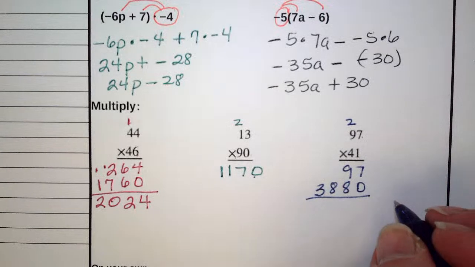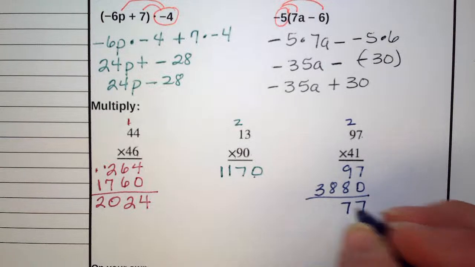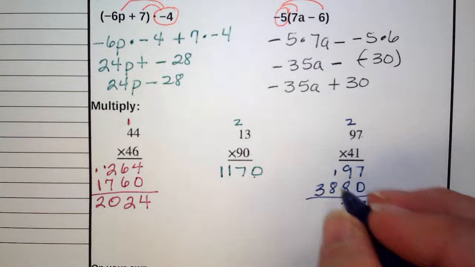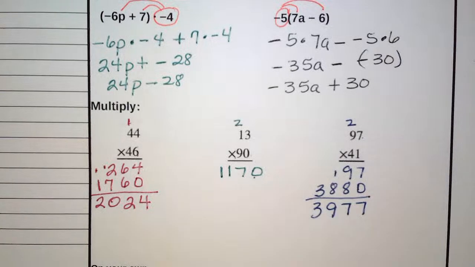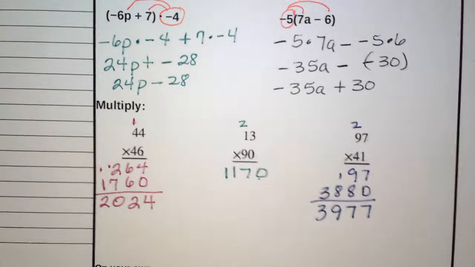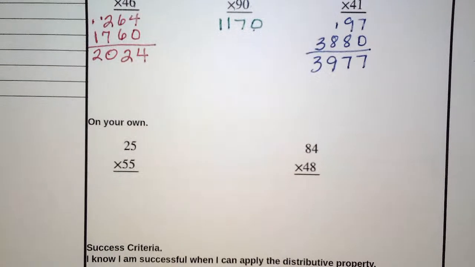I add straight down. 7 plus 0 is 7. 7 plus 8 is 15. Put the 5 down, carry the 1. 1 plus 8 is 9. And bring the 3 down. So 97 times 41 is 3,977. You've got 2 to do on your own. Pause the video and see if you can do those 2 on your own. Pause the video now.